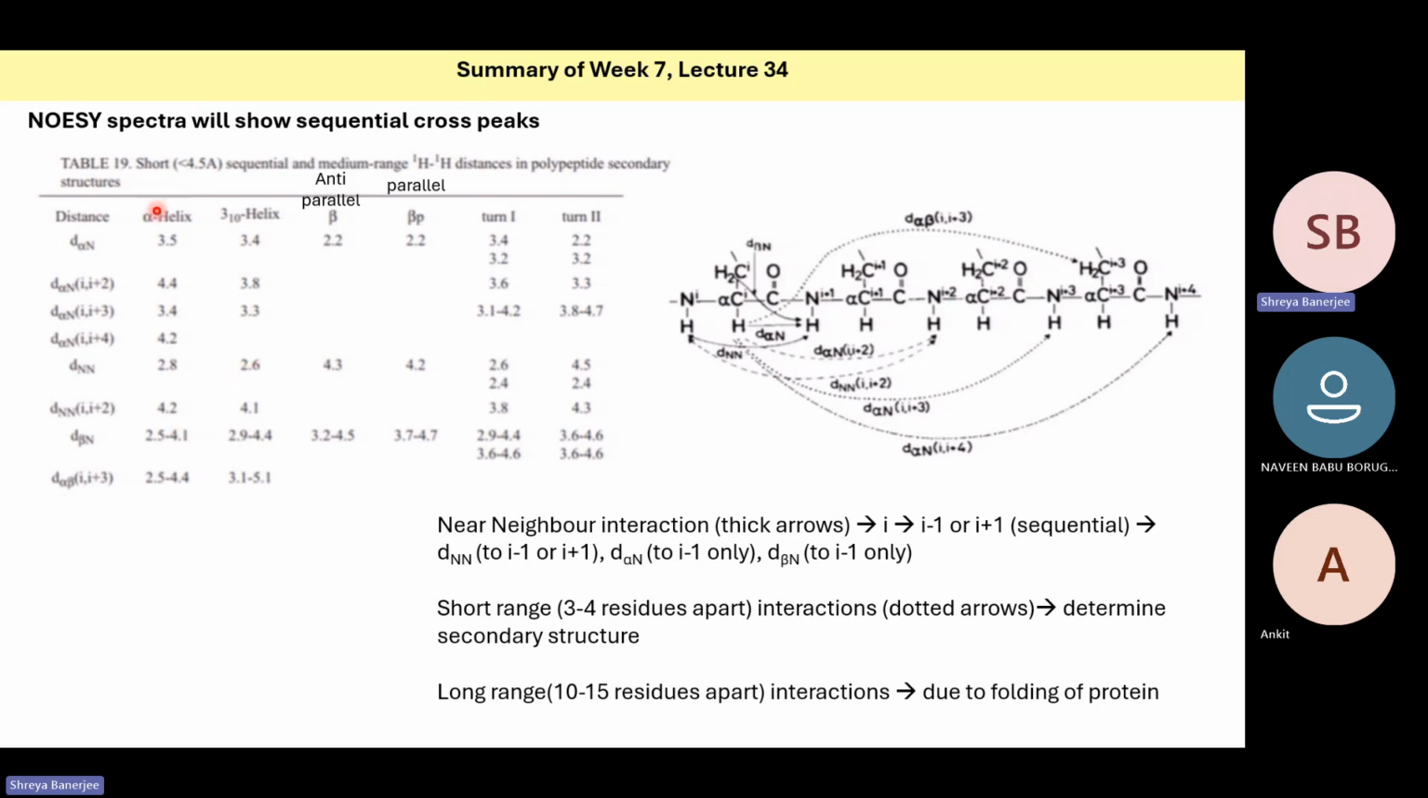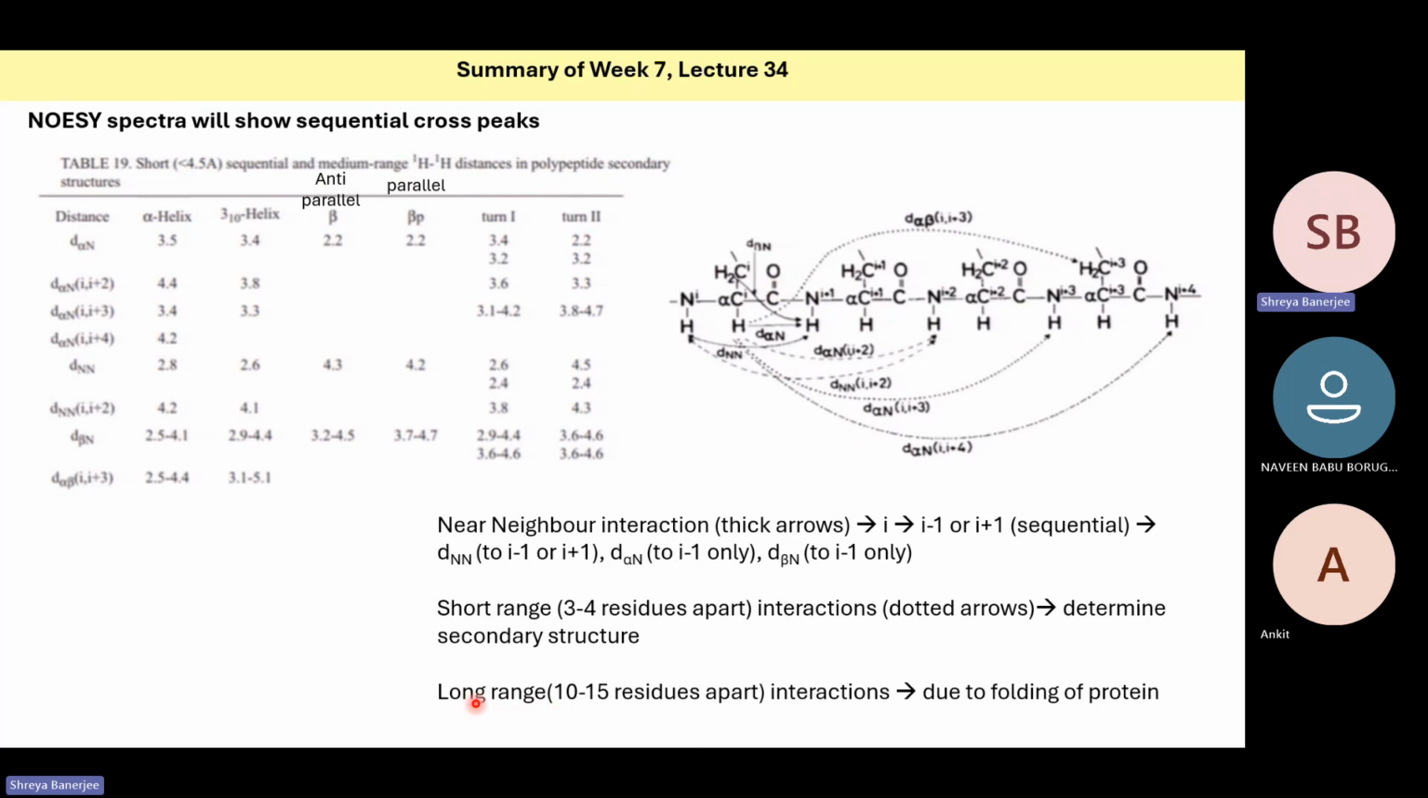Each secondary structure has a very characteristic distance or distance range. So from the NOESY, we will derive these distances, and whichever secondary structure the distances match with, that is the secondary structure our protein is adopting. So using NOESY, we can not only find out the sequence of amino acids in the protein, but we can also find out what secondary structure the protein is adopting, whether it's an alpha helix, a 3-10 helix, antiparallel or parallel beta sheet, or whether it is a turn. Turns can also be of different types.